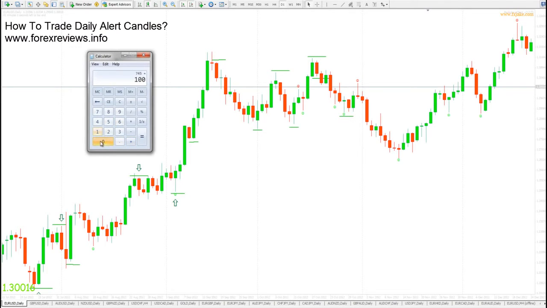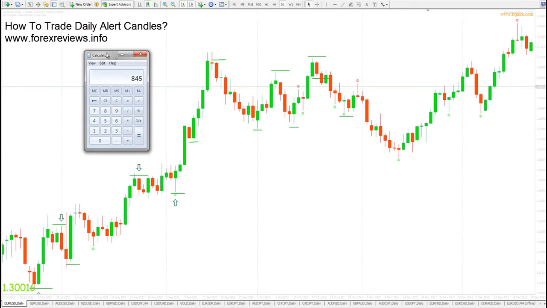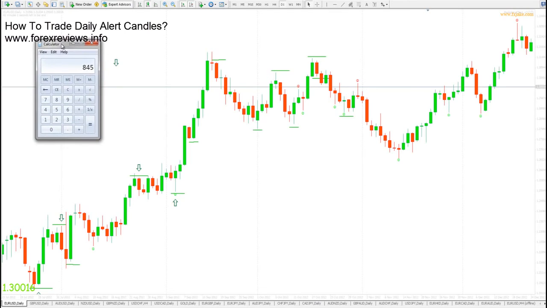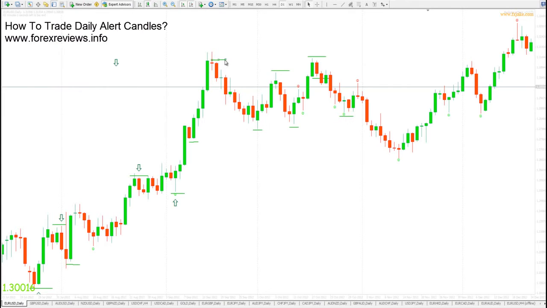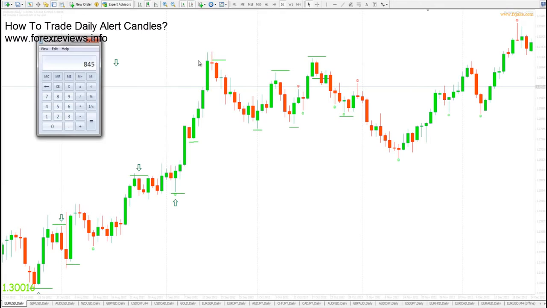Now the beauty of this trading system is you just have to check your daily charts once a day. You don't have to keep coming back to your charts and checking it. This isn't a checking chart system. You let your stop loss do the work for you if it doesn't work out. And as you can see, there is more than 80% success with this system.